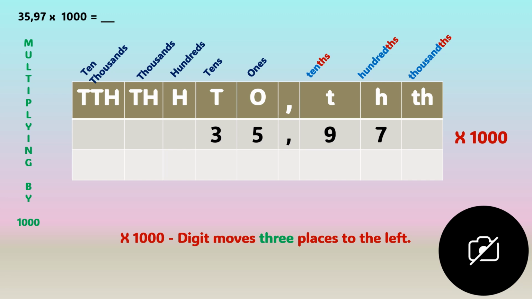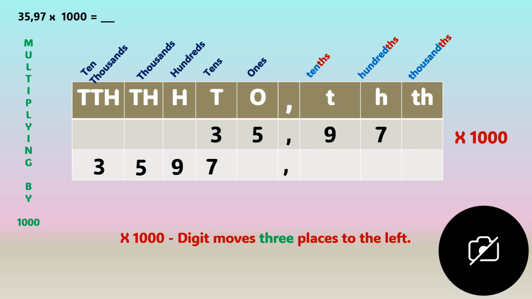So now this 3, when we multiply by 1,000, it hops 3 places to the left. So our 3 is going to move to the 10,000s column. Our 5 is also going to hop 3 places. Our 9 is going to do the hop, and our 7 is going to do the hop. And there is a place value left in the ones column.